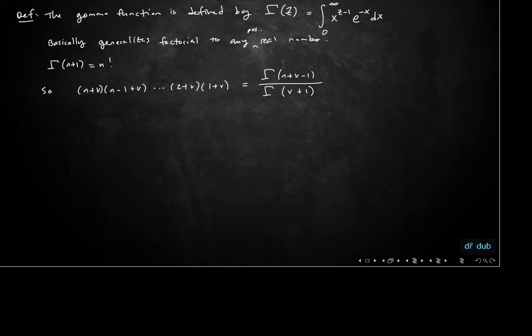So then we can get back to our discussion of the coefficients c_{2n}, which can be written in terms of gamma functions. This is going to be negative 1 to the n gamma of v plus 1 lambda squared to the n all over 4 to the n, n factorial, gamma of n plus v plus 1, times c0.